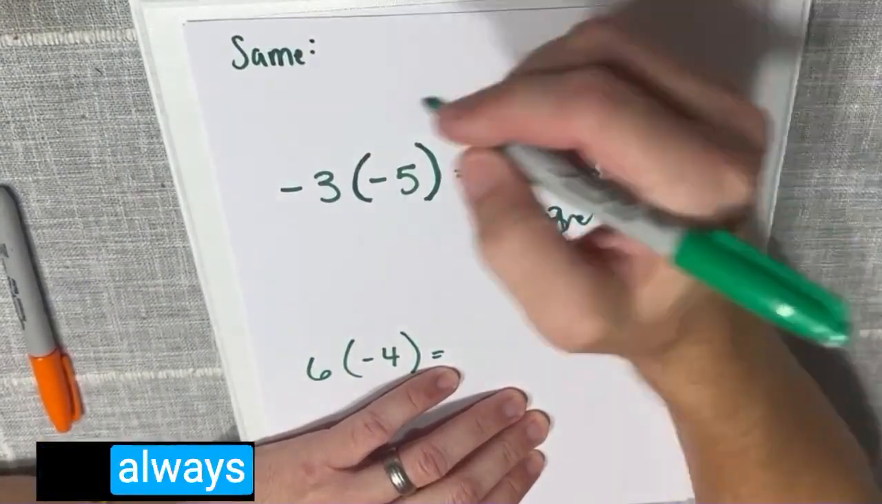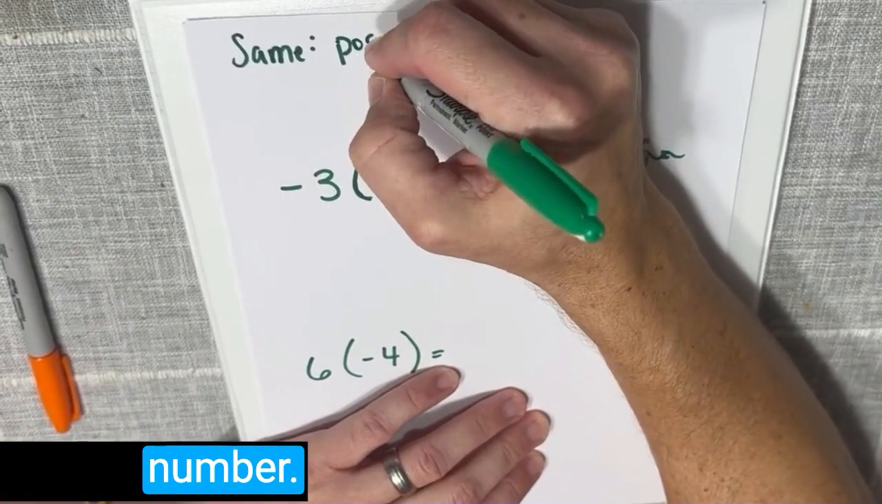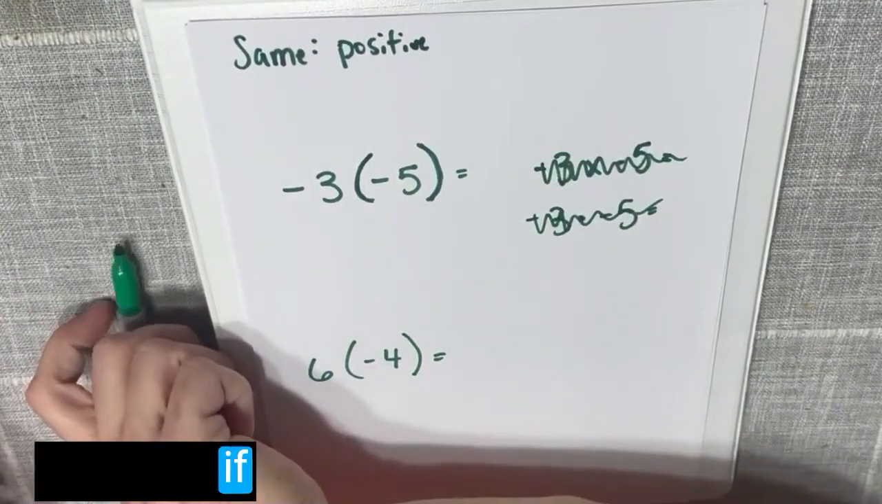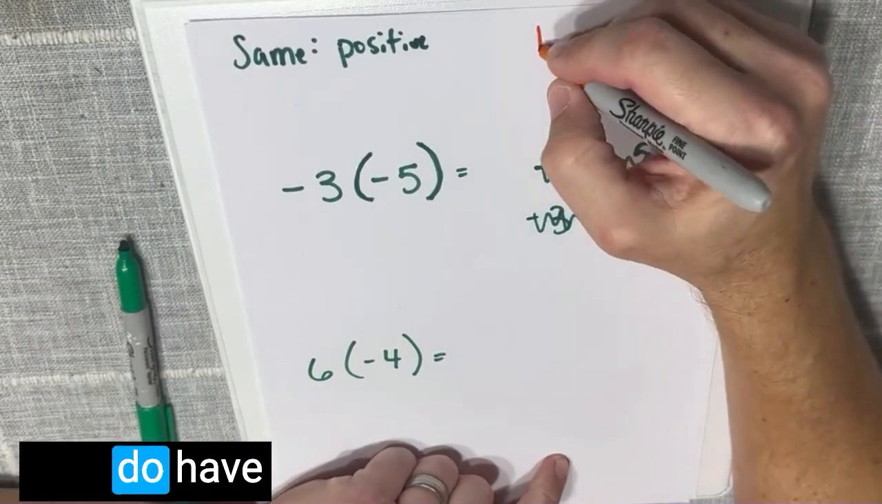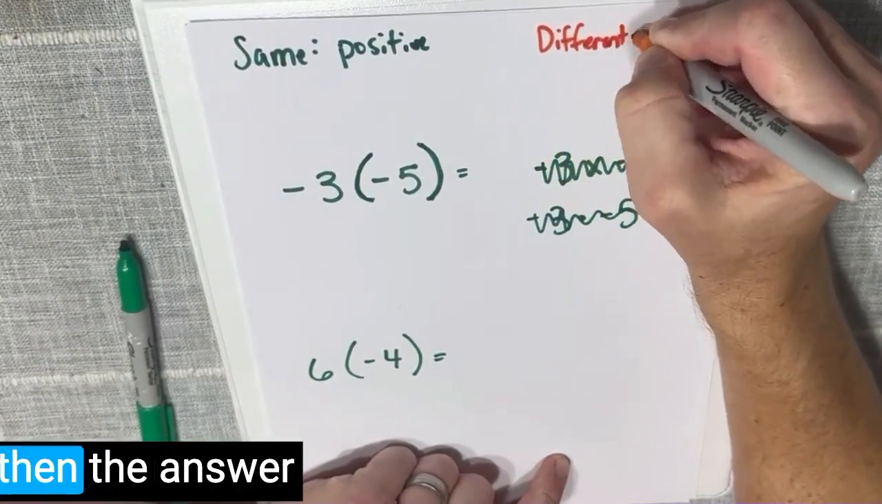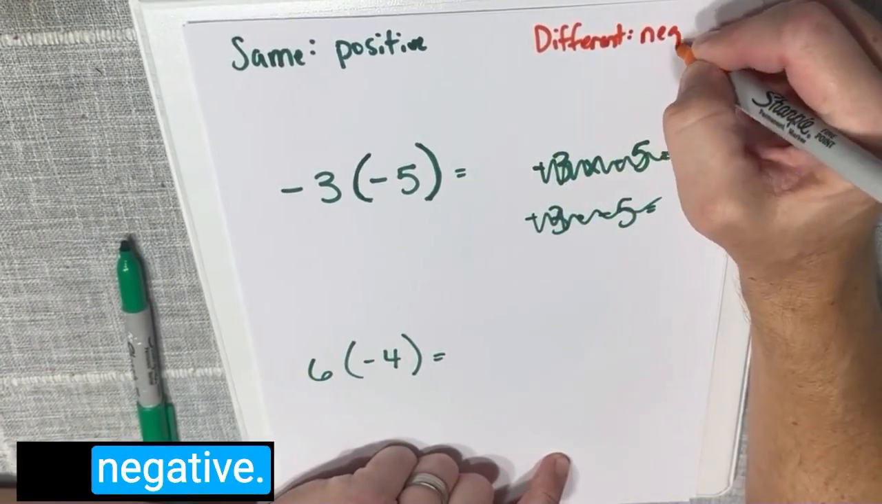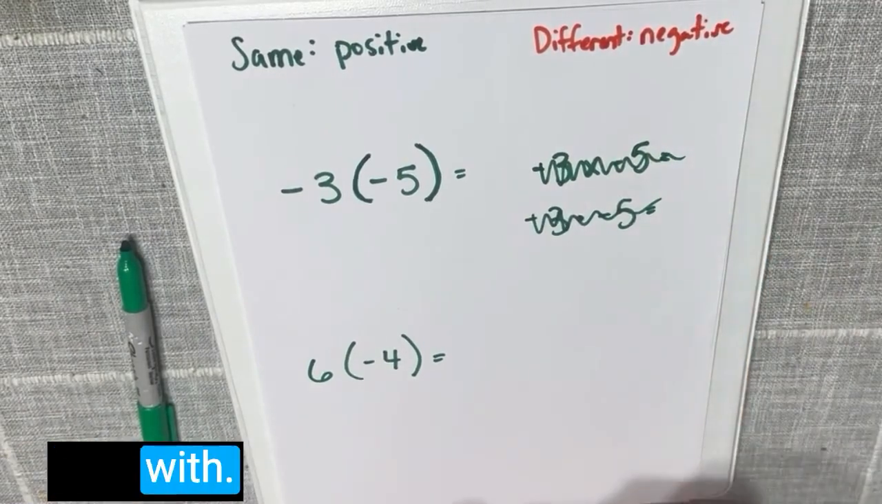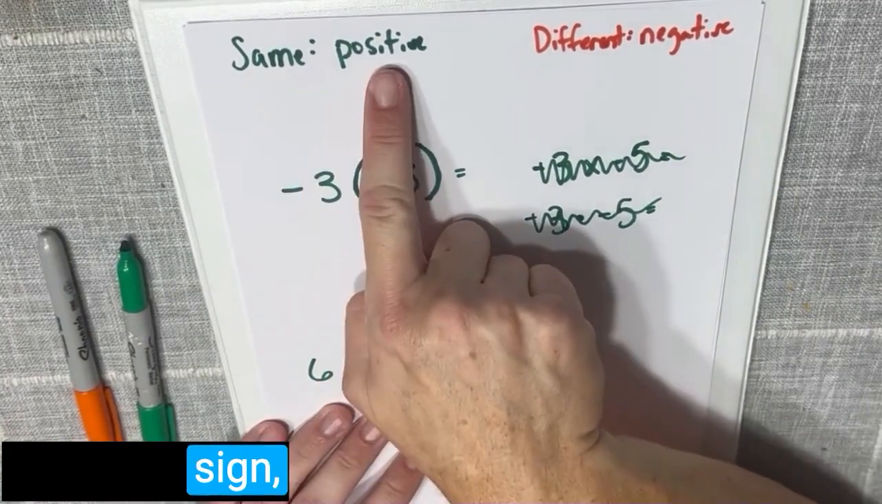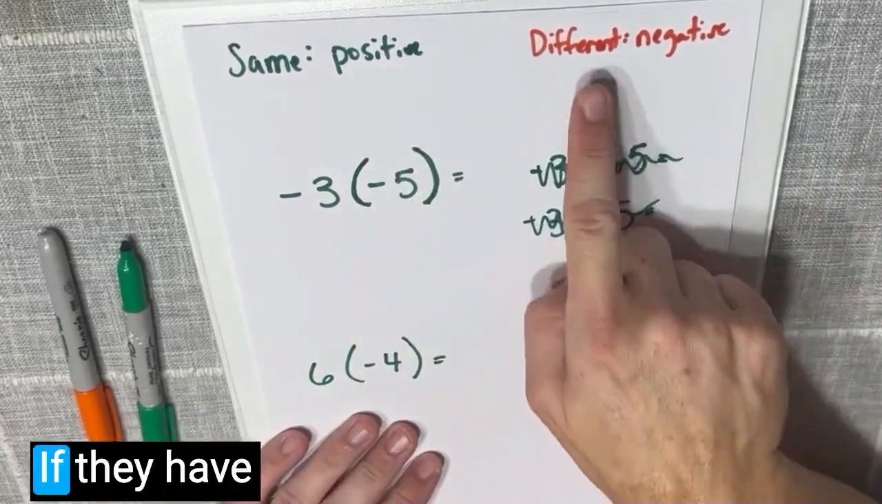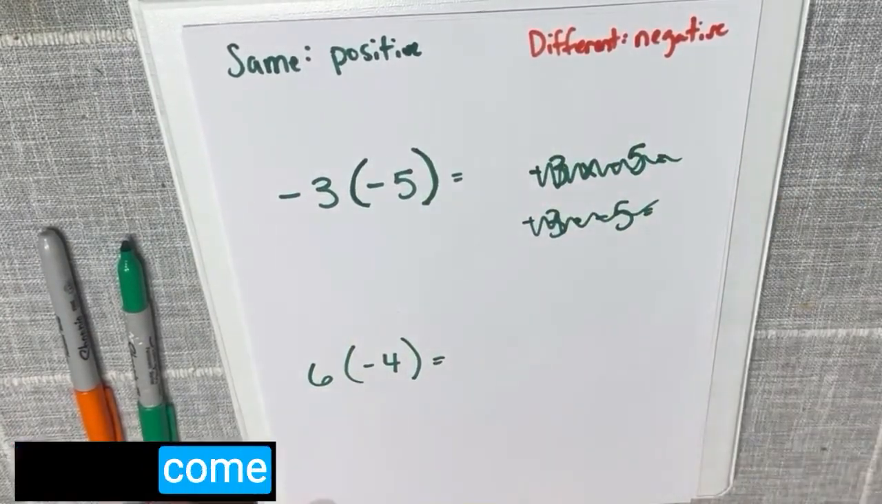But in this case, when you're multiplying or dividing, if the two numbers have the same sign, the answer will always come out as a positive number. But if the two integers you're multiplying or dividing have different signs, then the answer always comes out negative. So this is how we deal with multiplying and dividing integers. This is what we will work on. If they have the same sign, the answer always comes out positive. If they have different signs, the answer always comes out negative.